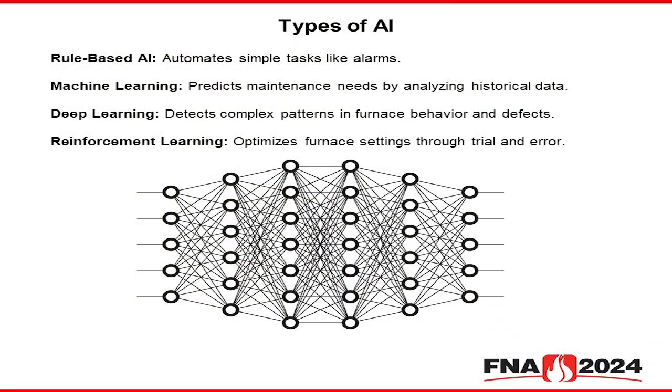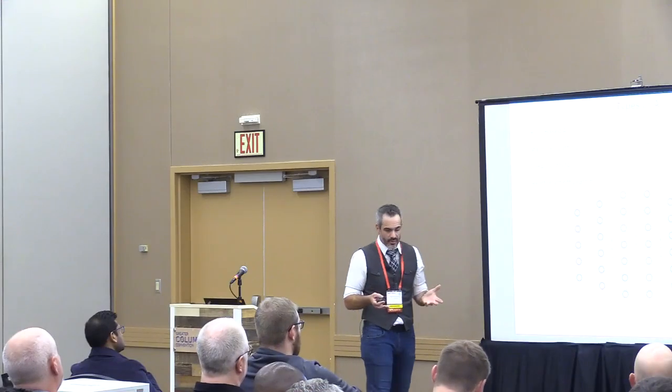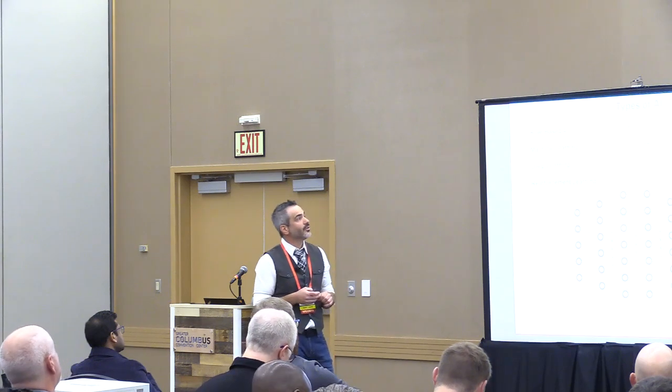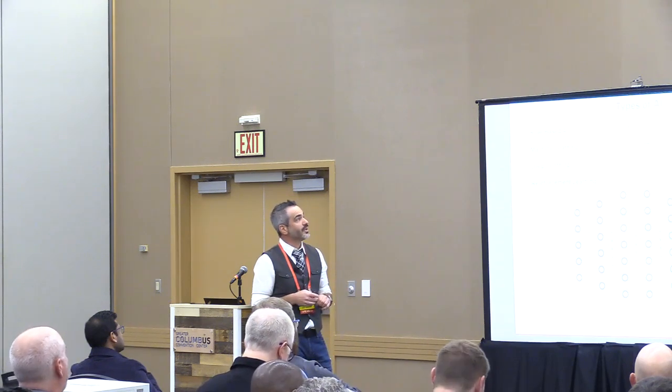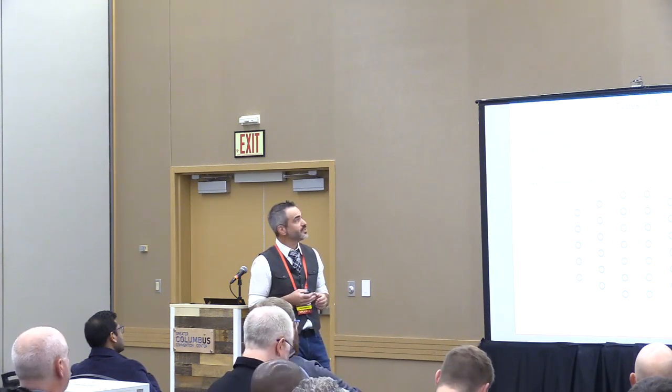There are different types of AI. There's rule-based AI, which automates very simple tasks, like alarms or just looking for certain anomalies. As you get a little bit deeper, you get into machine learning. This is where you start to predict things. You start to feed a model, as they call it, with data that will be able to look at historical information and give you predictions or adjustments.